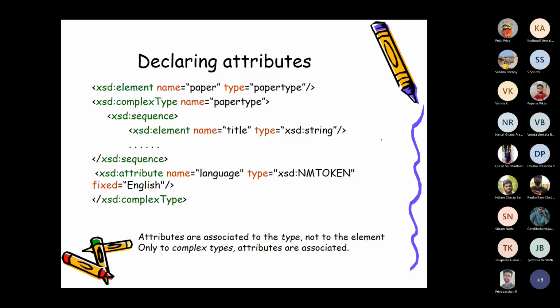It also says that the paper type can have attributes. If that is the case, how will you do that? So after sequence, we have closed it. Now we will introduce xsd:attribute, name equal to language, type equal to xsd:NMTOKEN, fixed English.